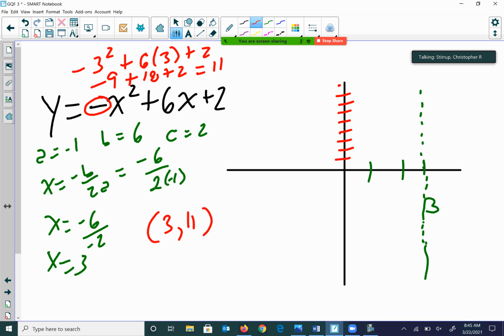6, 7, 8, 9, 10, 11. So 3 comma 11 is like up here. Get that out of the way. So 3 comma 11.